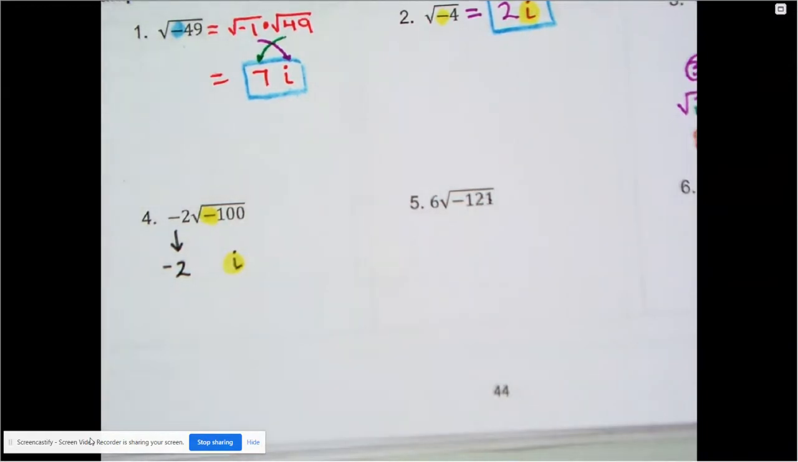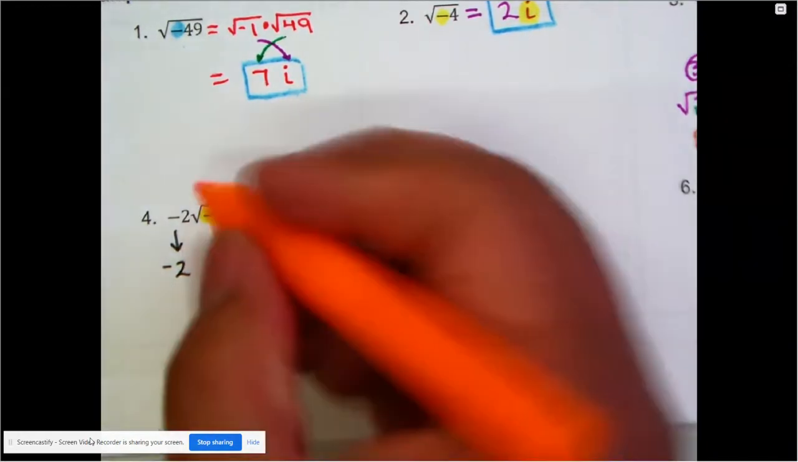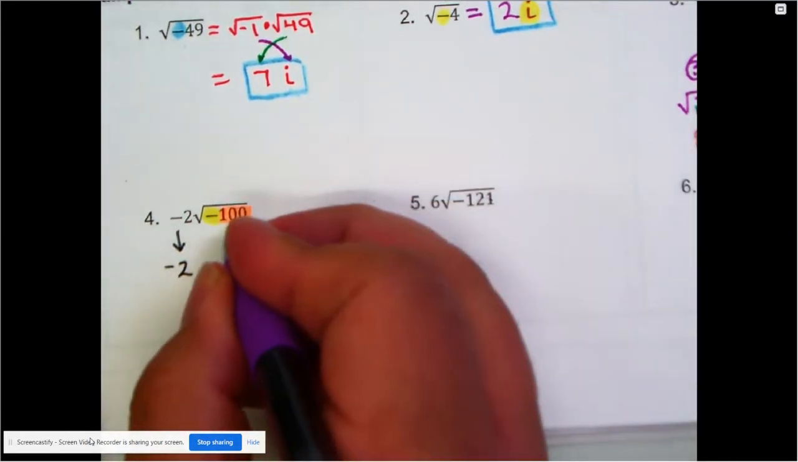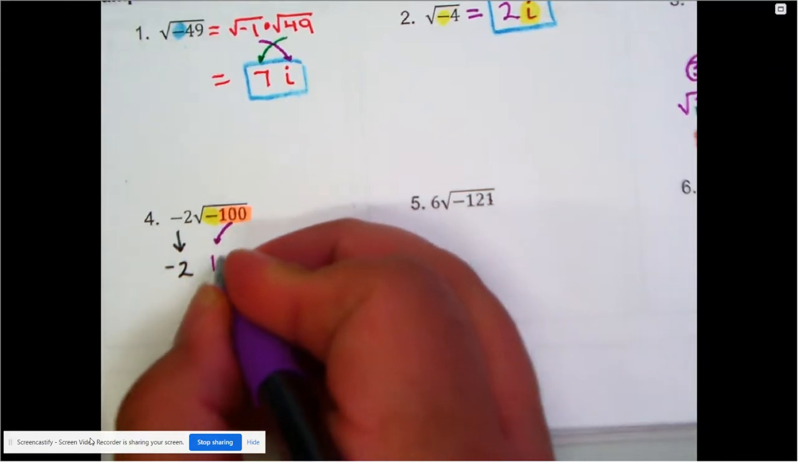And that part is done. So then the only thing left to ask about is, well, what about that 100? Well, that is a perfect square. We have an answer for that. The square root of 100 is just 10.